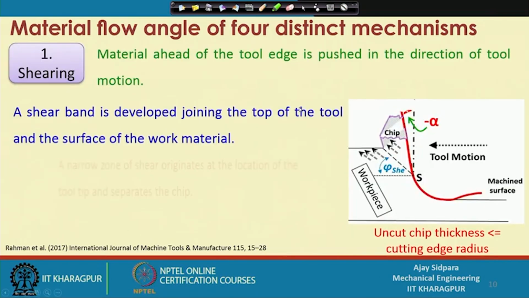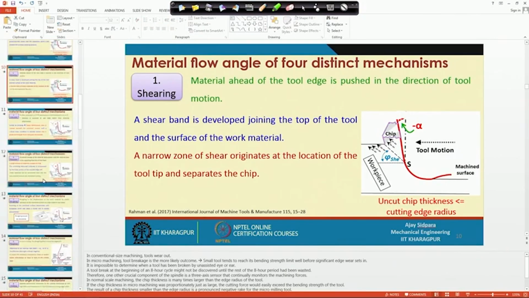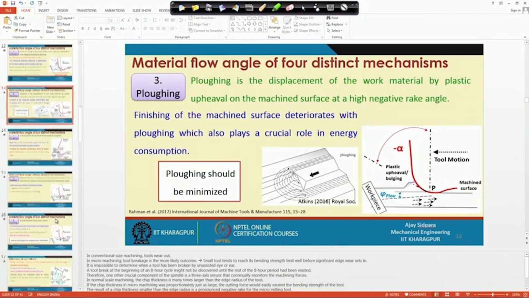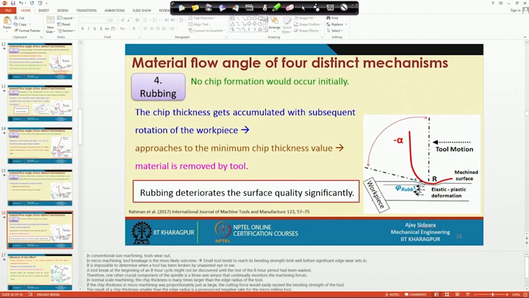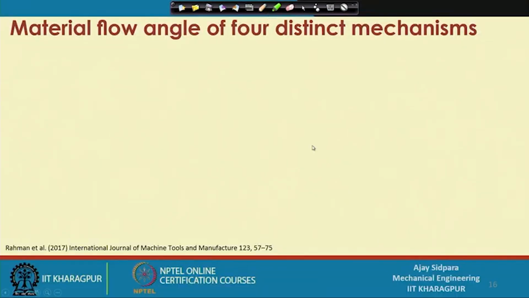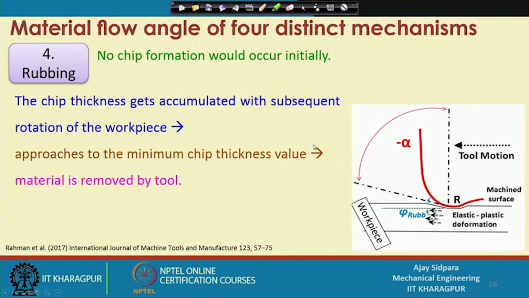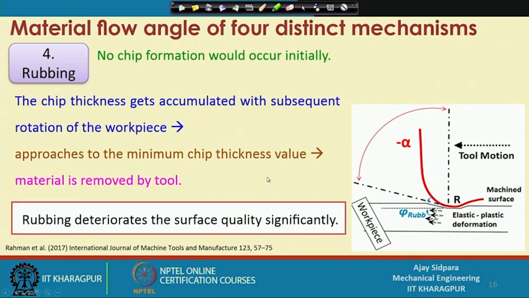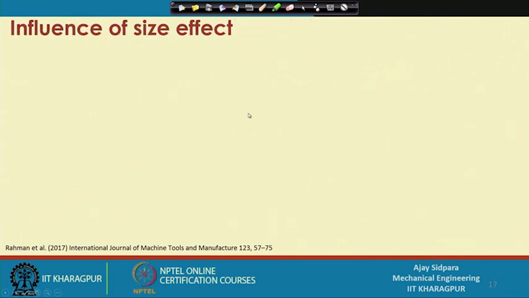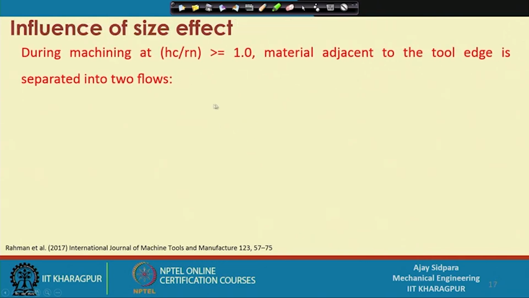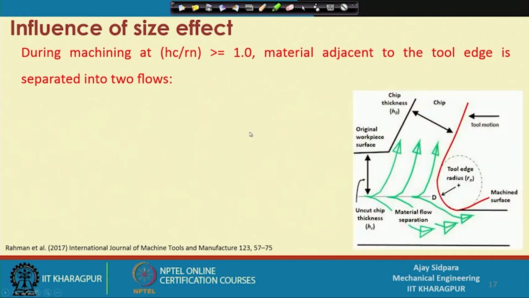So, let us continue further. Right. So, fine, last class we have completed the rubbing portion, and we understood and concluded that the rubbing deteriorates the surface quality significantly. So, we have to avoid the rubbing operation. Now, let us see the influence of the size effect on the different parameters.